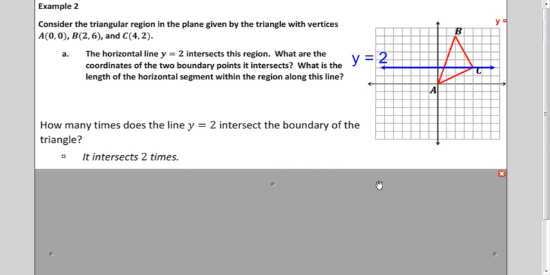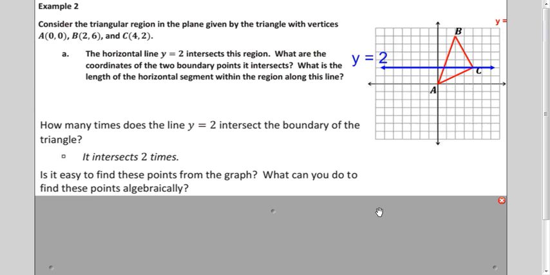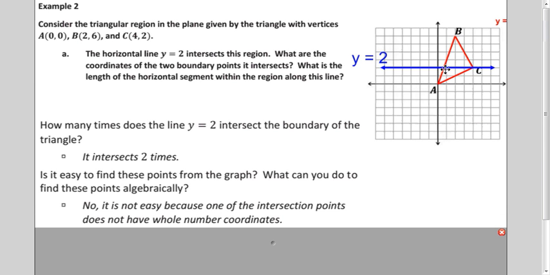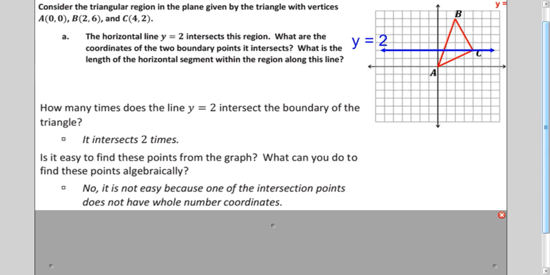And is it easy to figure out what both points are? No, one of the points is not a lattice point. So this one's kind of tricky to figure out what the coordinates are. But this one's easy, right? That's just 1, 2, 3, 4 to the right, 2 up, so the point (4, 2). So for the other one, we've got to do some algebra.